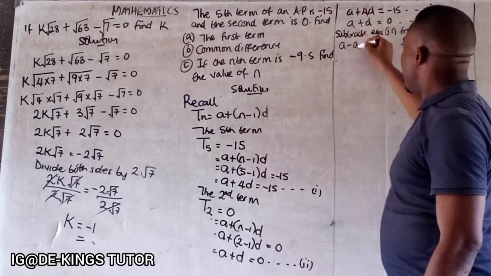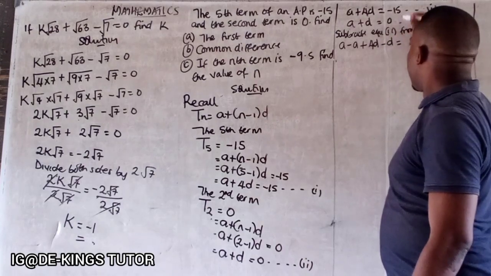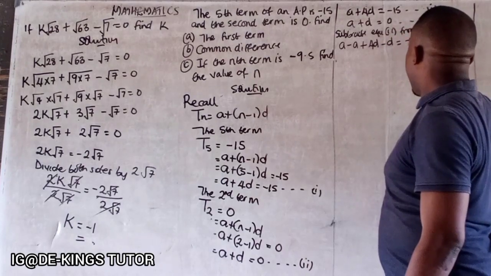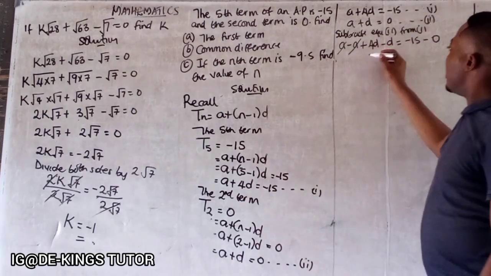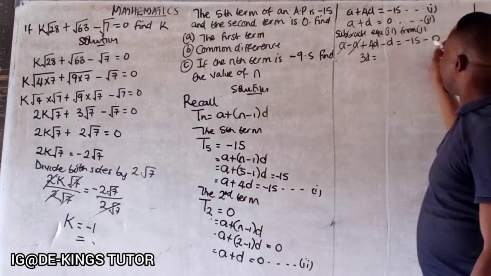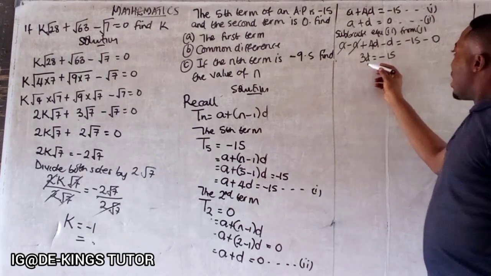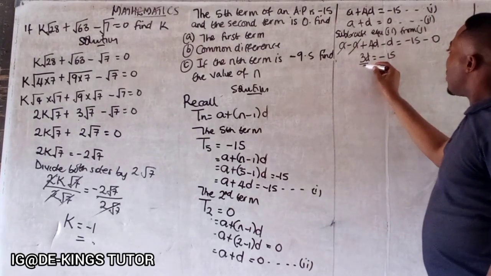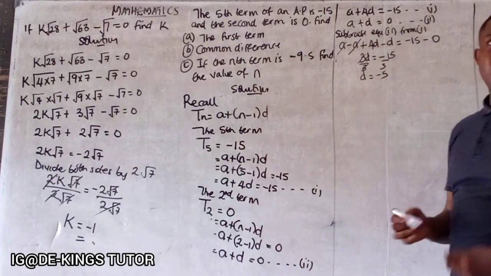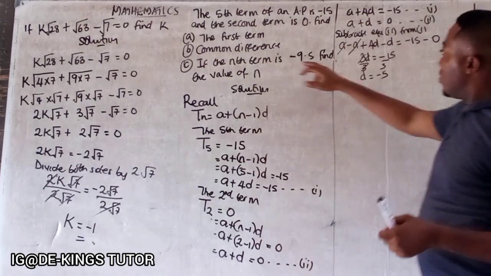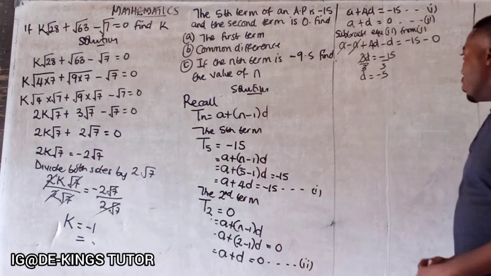A minus a plus 4d minus d equals minus 15 minus 0. A minus a cancels itself. 4d minus d is 3d, equals minus 15 minus 0. We divide both sides by 3, this cancels this, and d is minus 5. So we have already found d, the common difference.